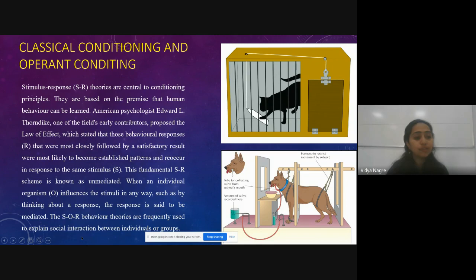Same in the case of Thorndike's experiment, where he experimented with a cat. When the cat is put in the cage, it's a cat, and sometimes a rat. People do have different arguments on that, but let's focus on the major conclusion of this. It has an SOR behavior theory. This is what stimulus, organism, response theory is.